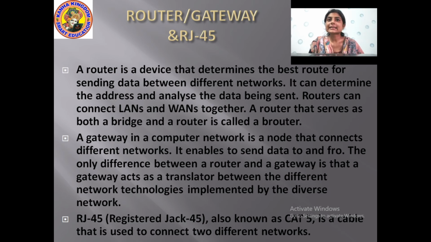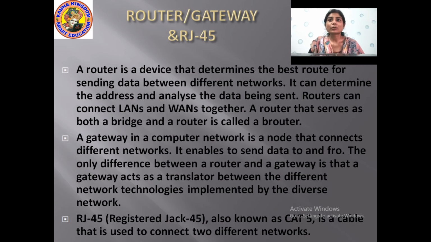Okay. It can determine the address and analyze the data being sent. It also determines the address, to which part of the computer or which network it is being sent, by analyzing and studying it. Then it sends the data to that particular network. Okay. Routers can connect LANs and WANs. This router can be connected in a local area network and in a wide area network together. It can connect both the networks together.